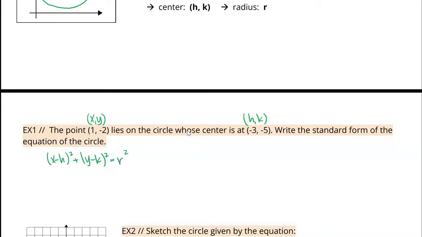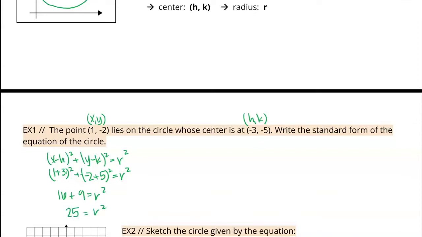Okay, then we can plug in these 4 pieces that we have and figure out what r squared is going to equal. So our x is 1, h is negative 3, so I'm subtracting negative 3, squared. Then we have y minus k, so that'll be negative 2 plus 5, squared, is equal to r squared. So 1 plus 3 squared is 16, negative 2 plus 5 squared is 9, and so our r squared will equal 25.